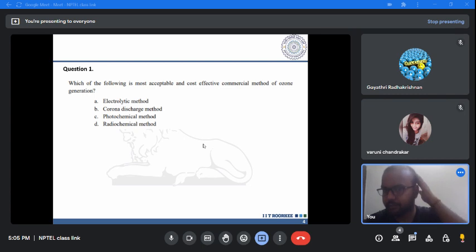Okay, so the first question. Mostly the questions here are memory based. If you remember those questions, or if you know the answers, you can write in the comment box. After some time, I will give the answer and explain why it is the right answer. The first question is: which of the following is the most acceptable and cost effective commercial method of ozone generation? Your options are: A. Electrolytic method, B. Corona discharge method, C. Photochemical method, and D. Radiochemical method. If you know the answer, please comment in the chat box.